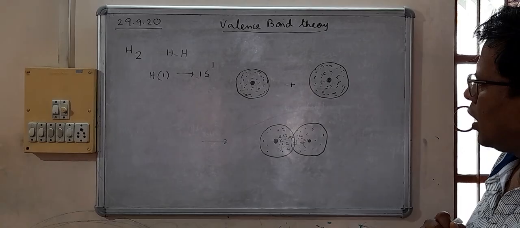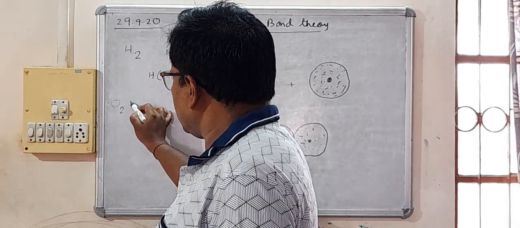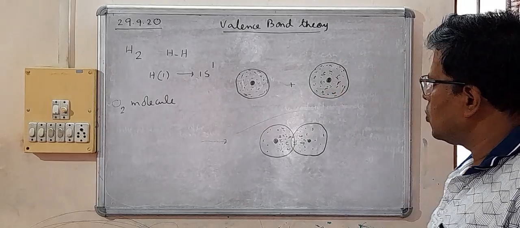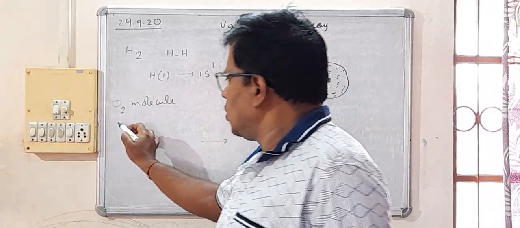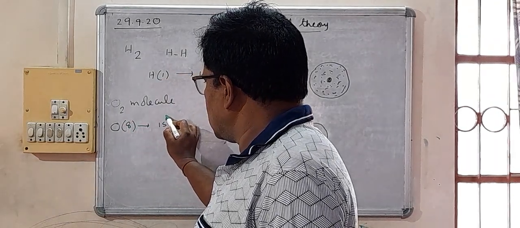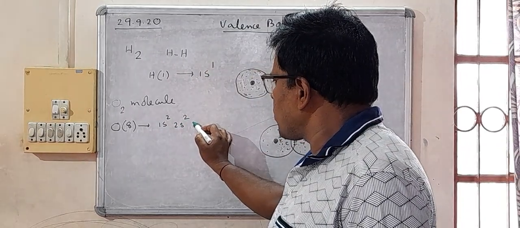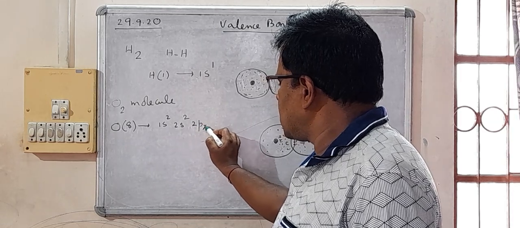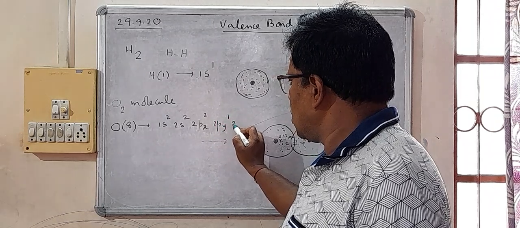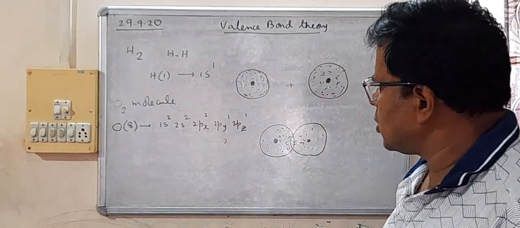Now let us consider another molecule, say O2. So oxygen molecule, how is oxygen molecule formed according to valence bond theory? So oxygen atomic number 8, we know its configuration is 1s2, 2s2, then 2px2, 2py1, 2pz1. This is the configuration of oxygen.